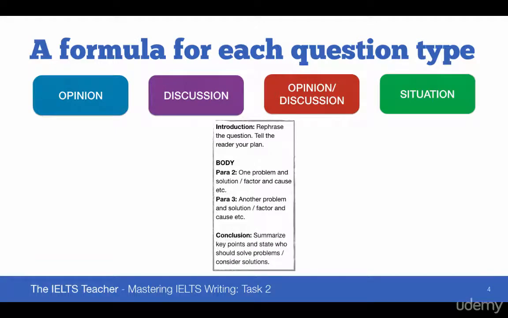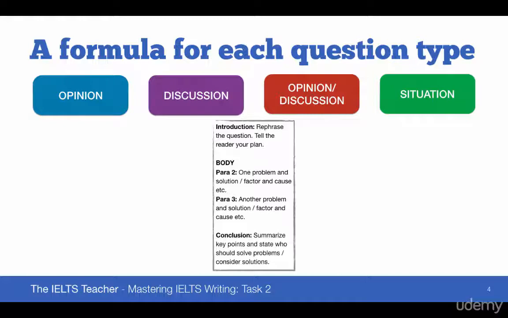And this one: rephrase the question, tell the reader your plan. Body paragraph 1: one problem and solution, or one factor and cause, something like that. In the second body paragraph, another problem and its solution, another factor and its cause. The conclusion will summarize the key points and state who should solve the problems or consider solutions.